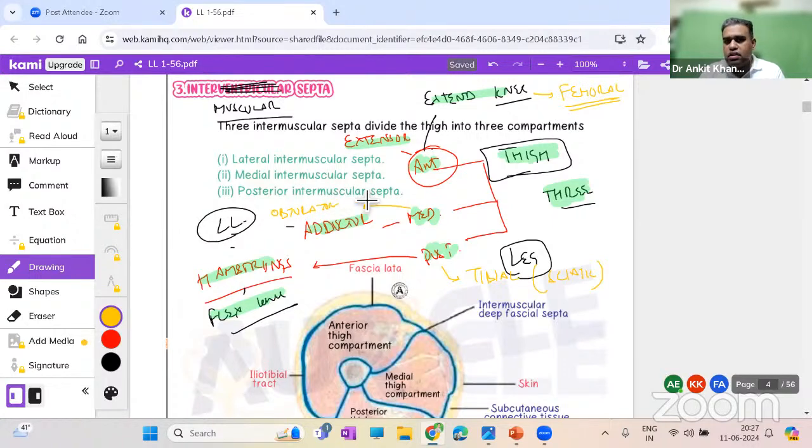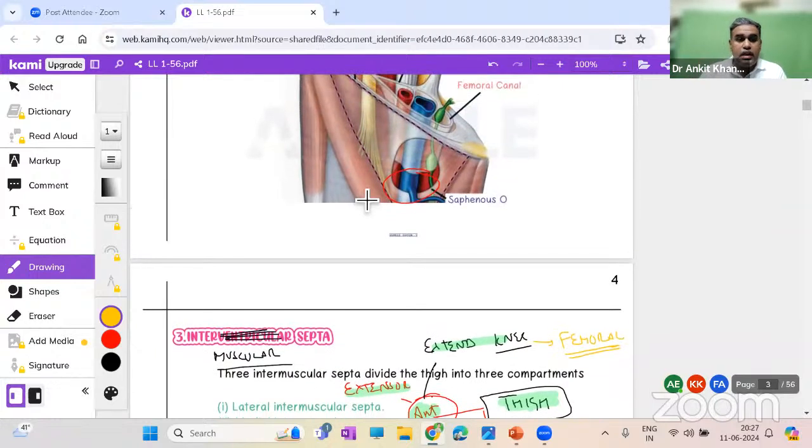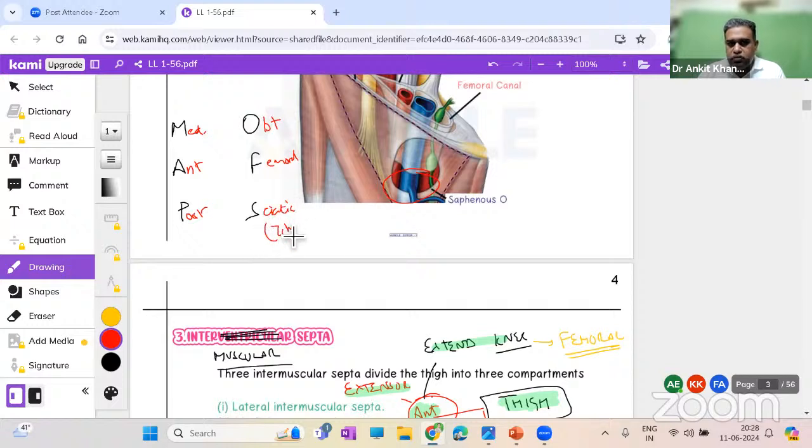Let me tell you a mnemonic also. It might help you. The mnemonic is the "map of Sikkim". Just write MAP, map OF Sikkim. Let us complete it. M is the medial compartment. O is the obturator nerve. A is for the anterior compartment. F is the femoral nerve. P is the posterior compartment, and S is the sciatic nerve, with the main nerve inside being the tibial. This might help you in remembering the compartments and their nerve supply.